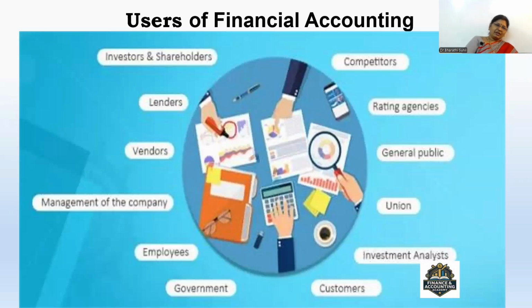Finally, external stakeholders are people or entities outside the organization who are influenced by or have an interest in its performance, its decisions, or the outcomes of the business. So that is why financial accounting is required for both internal stakeholders and external stakeholders. This is about today's video. Today we have covered objectives of financial accounting, advantages and disadvantages of financial accounting, branches of accounting, and uses of financial accounting.